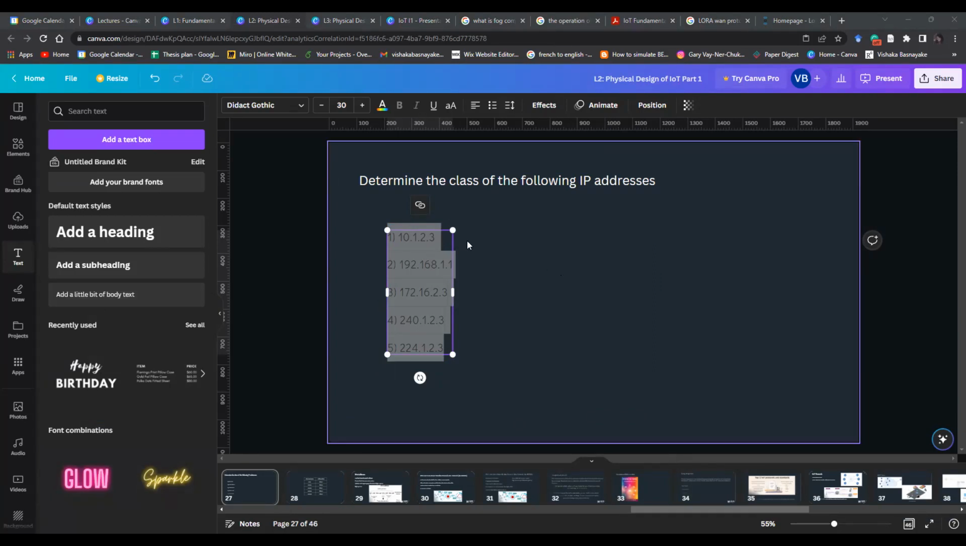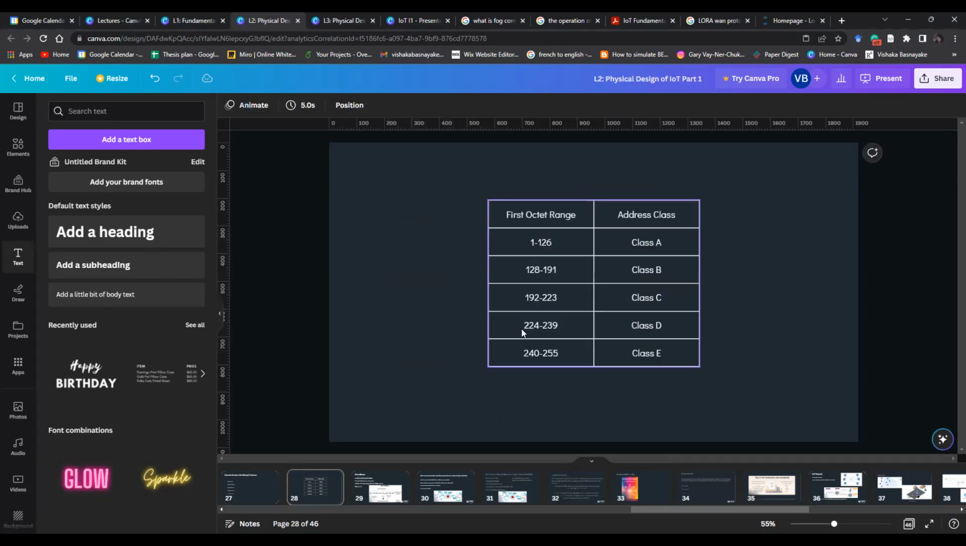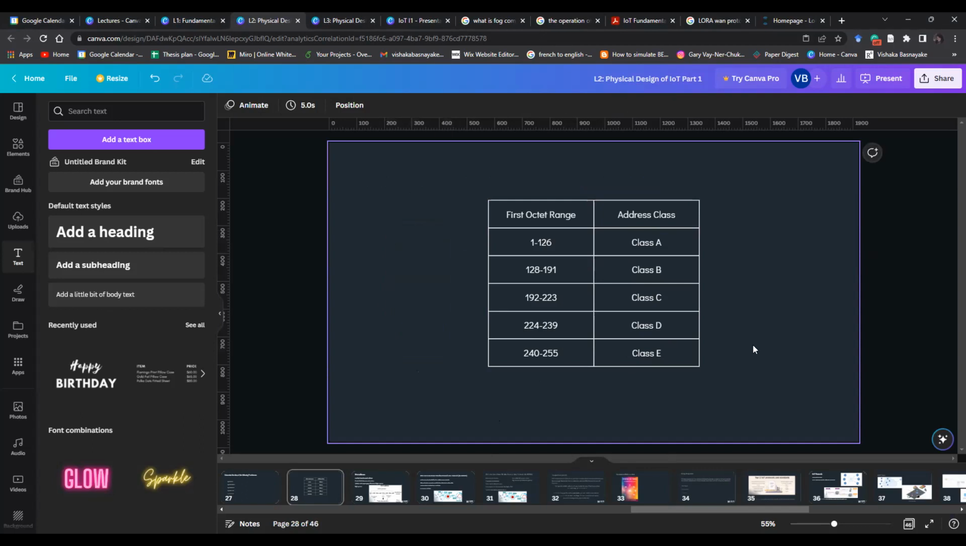Yeah, first one is class A. So we can see that it's 10. So second one. So we can follow a table like this, right? Once we want to clarify the classes.